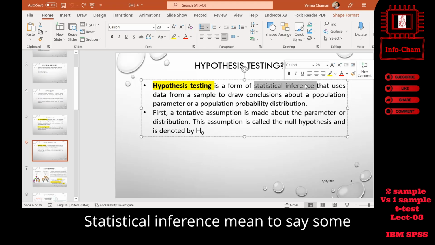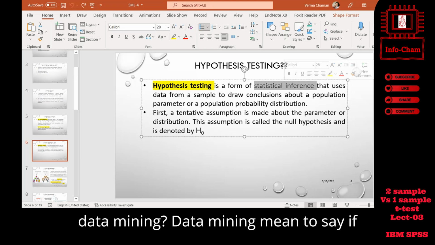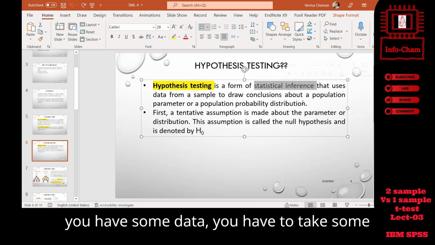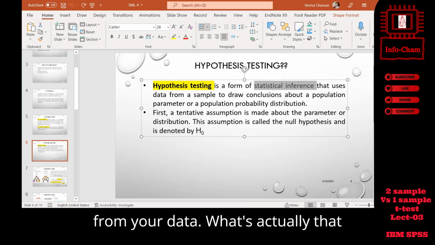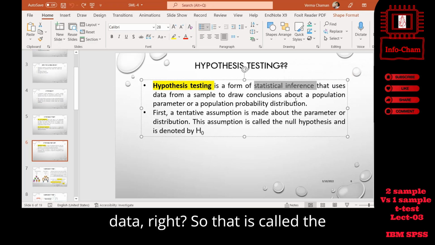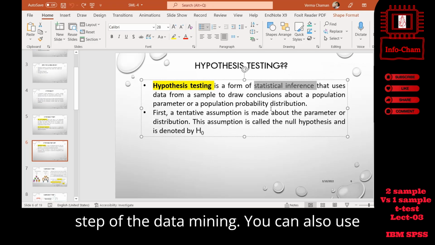Statistical inference means to say some knowledge, right? Do you know about data mining? Data mining means if you have some data, you have to take some inference, some insights from your data. What is actually in that data, right? That is called statistical inference. So this is a step of data mining. You can also use that one.